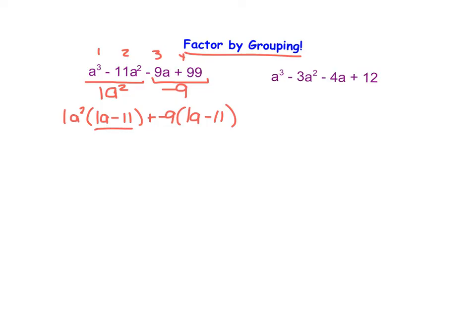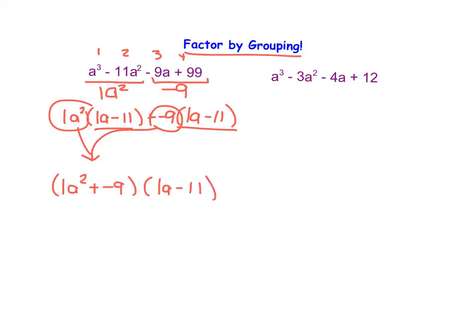So here I notice that I have matching parenthesis parts. So I can group these out in front together. So we have 1a squared plus a negative 9 times 1a minus 11. So that is the factoring by grouping piece. And for today, you can stop right here. You can group those together. You can say, I factored by grouping, and I stopped.